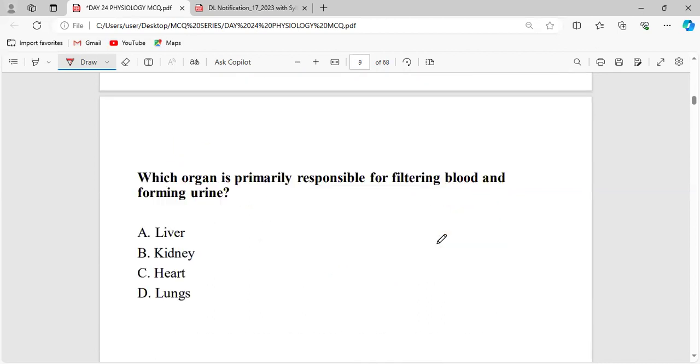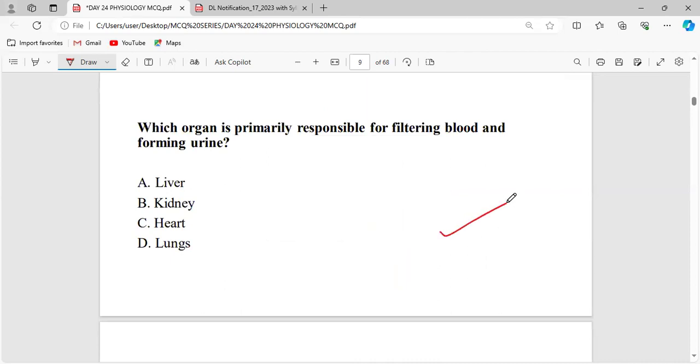Okay. Now, come to the question. Which organ is primarily responsible for filtering blood and forming urine? This will be a basic question. Anyhow.